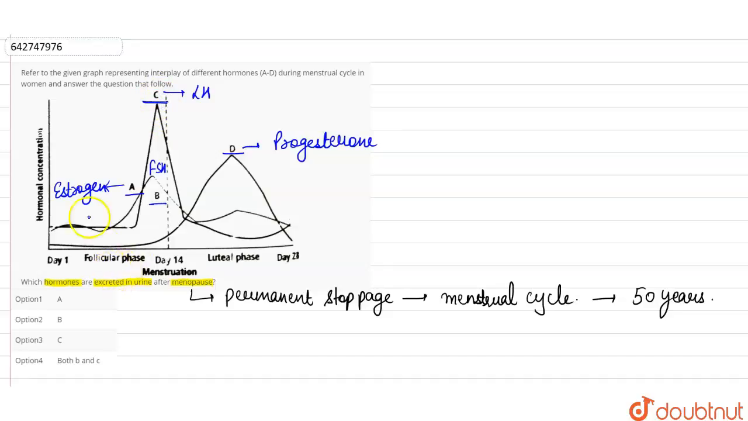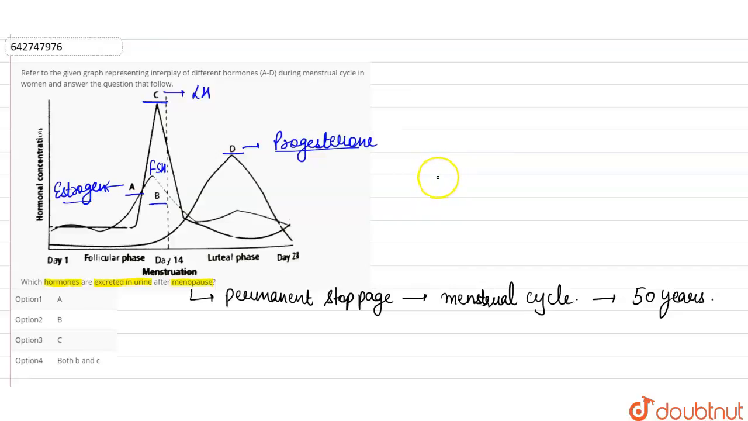Then during the follicular phase, estrogen is usually high. And during the luteal phase, the level of progesterone is comparatively high, because it is secreted by the corpus luteum, and hence it is important for the maintenance of pregnancy. Now, anyway, we move on to the question.